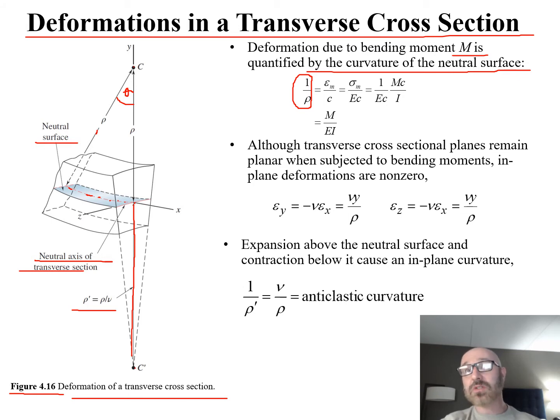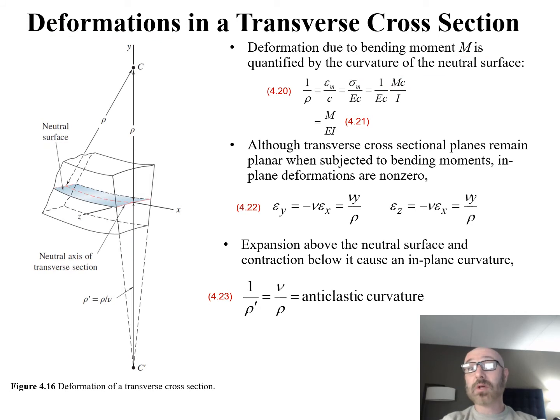And this is equal to, we've done some of the other relationships and equations there, our sigma m over our E sub c value there from some of the previous relationships we talked about earlier in the module. We can then reduce this down and take this as two separate parts. We'll go 1 over Ec, and then we have our sigma sub m is equal to our Mc over I from the previous relationships there. When we multiply these together, we have the relationship that 1 over rho is equal to our moment M over the modulus of elasticity times our I value right there.